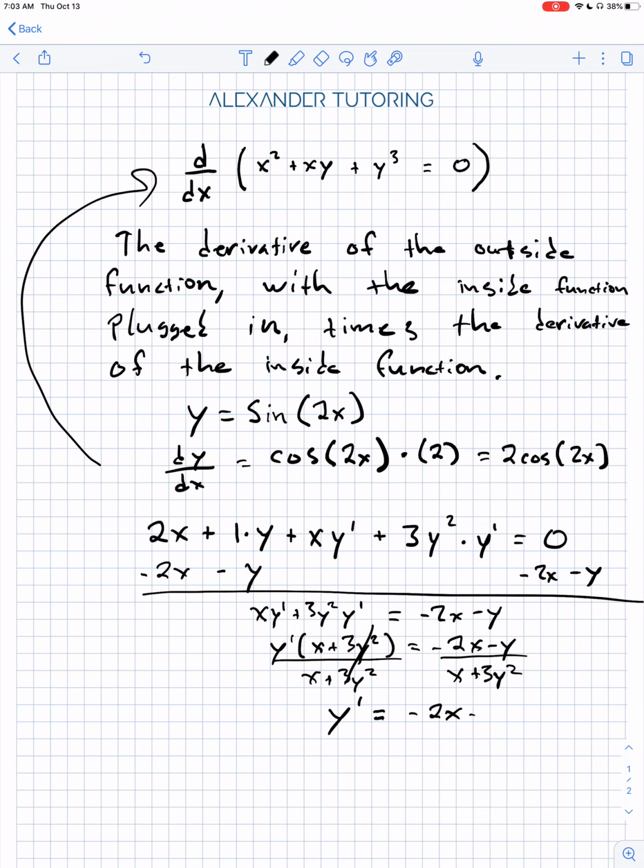y could be any function. Check it out. So again, the key to understanding implicit differentiation is realizing that it's really the chain rule in disguise.